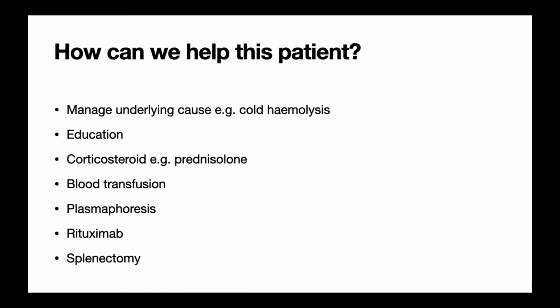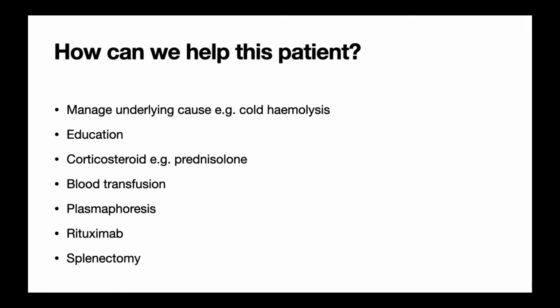Okay, so let's think about the treatment options that we have for this patient. The first one would be to educate the patient and manage the underlying cause. So let's say this patient did have cold hemolytic anemia. We would be thinking about ways to explain that to the patient and tell them to make sure that they stay warm and wear gloves, etc., when going out in the cold. Then we can also think about medical therapy. We can give the patients corticosteroids such as prednisolone, which will help to dampen down the immune system and therefore result in less hemolysis, hopefully.